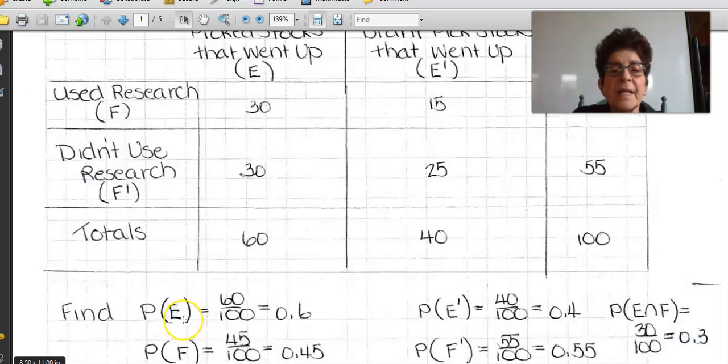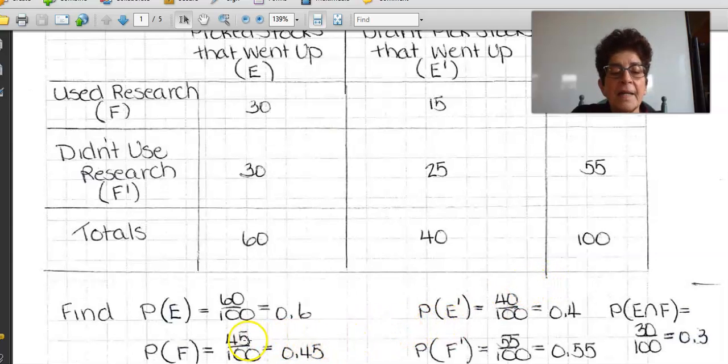This is the probability of event E, that is, that the broker picked stocks that went up. If we look at the total in that column, we see 60 out of 100 brokers picked stocks that went up. So there is a 0.6 or 60% chance, if we pick a broker at random, that the broker picked stocks that went up. Likewise, the probability if we choose a broker at random that he or she didn't pick stocks that went up, there's 40 of those, and so we have 40 over 100 or a 0.4 probability.